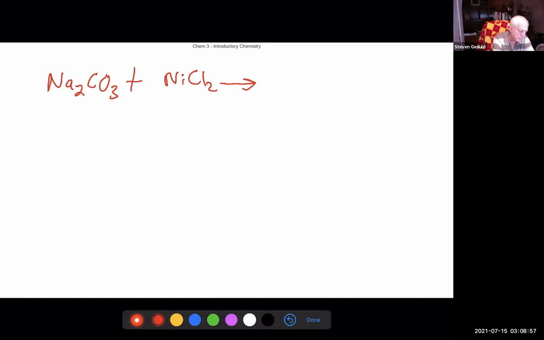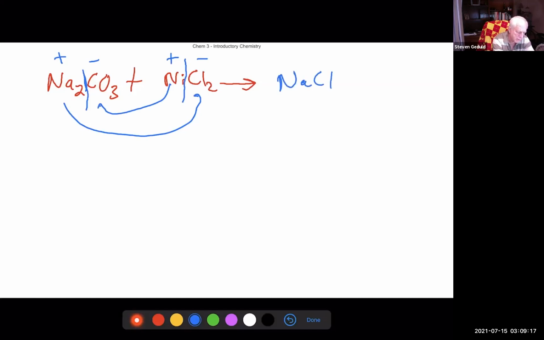Na2CO3. So remember, we're going to divide them into positive and negative sides, and we're going to combine them. Positive goes with the negative, positive goes with the negative. So we're going to end up with sodium chloride plus nickel 2 carbonate. Nickel 2 carbonate is a solid, and NaCl is aqueous. So there's your equation. Now we have to balance it. You have sodium 2, so you put a 2 here. There's your 2 sodiums, and one carbonate, one nickel, 2 chlorines, 2 chlorines. That's balanced. So that's the first step. That's your molecular equation.